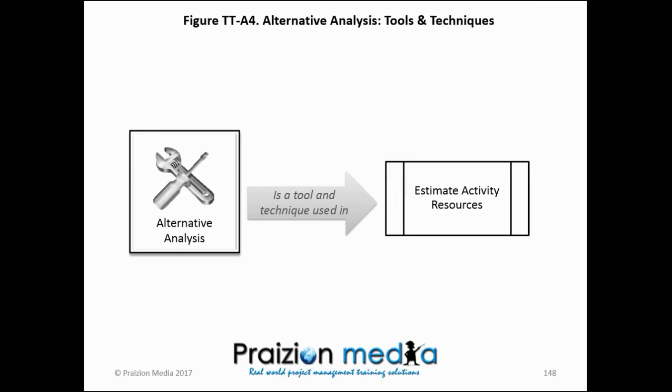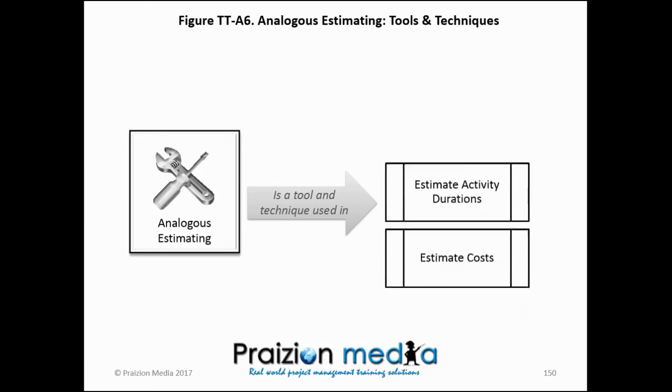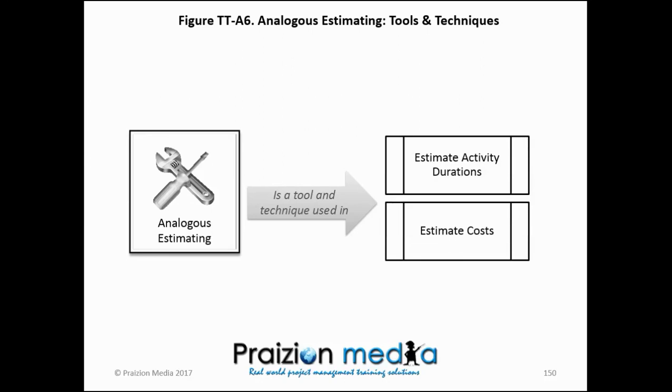I'm going to show you something that jumped out at me when I studied for my CAPM exam, and I'm going to look for, there we go, that's it, Analogous Estimating. From this book, I discovered that analogous estimating was not used all across the board where you have estimate activity resources, estimate activity durations, estimate costs. No, no, no. I found out that you use analogous estimating in estimate activity durations and estimate costs. And without this book, it wouldn't have clicked.